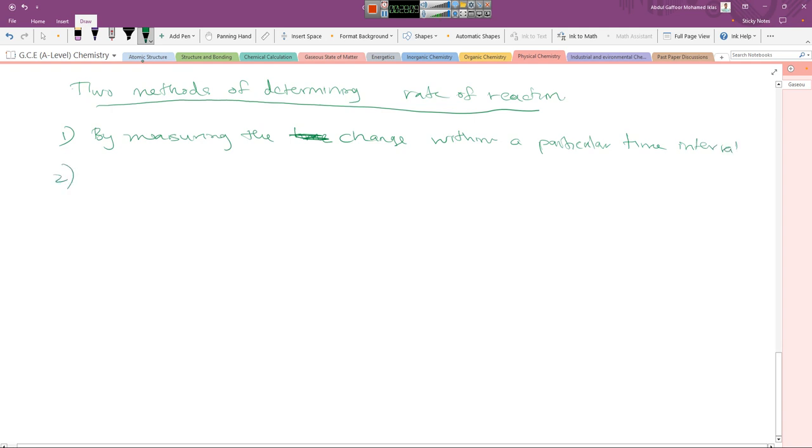The second method will be, for a particular change to happen, we have to measure the time. Here in the first method, the time interval is constant, and in the second method, the change is constant and we are measuring the time, right? By measuring the time for a particular change to happen. The word particular indicates that they are constant.